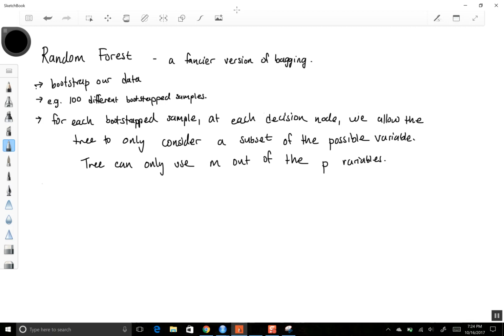And then basically we end up with 100 different, probably very different looking trees. Then we make predictions the same way as before. We put our test case in, we get 100 different predictions, and we average all of those predictions.